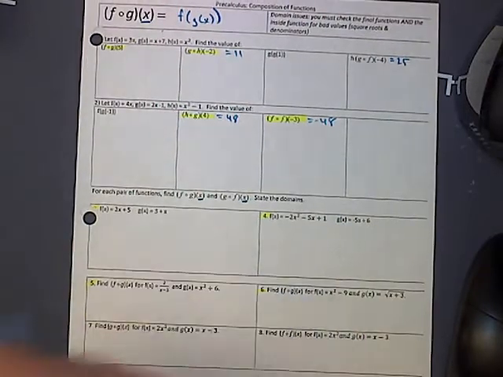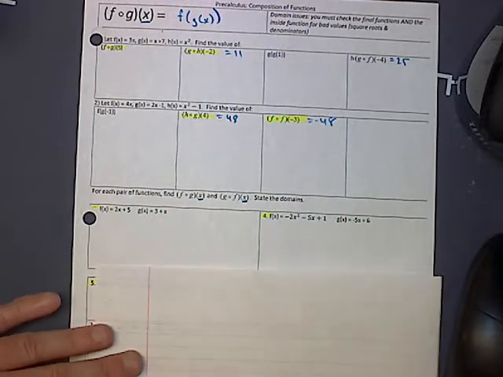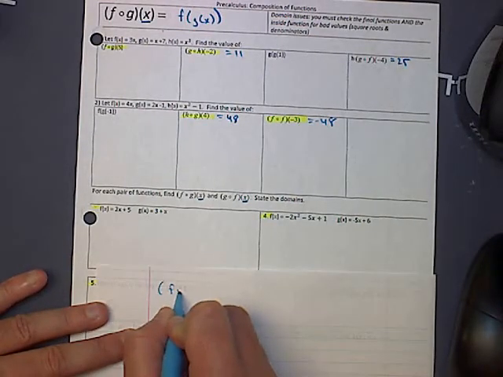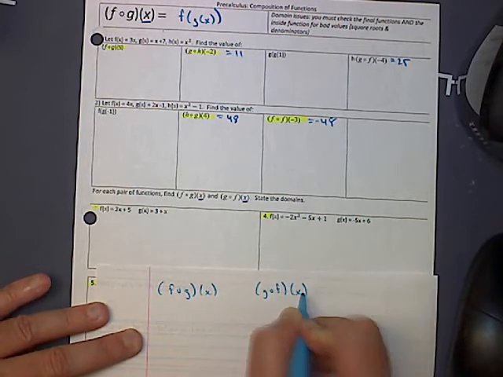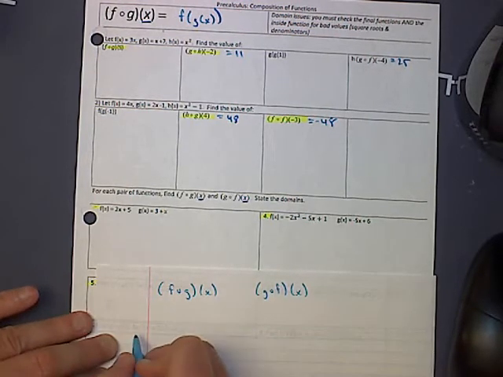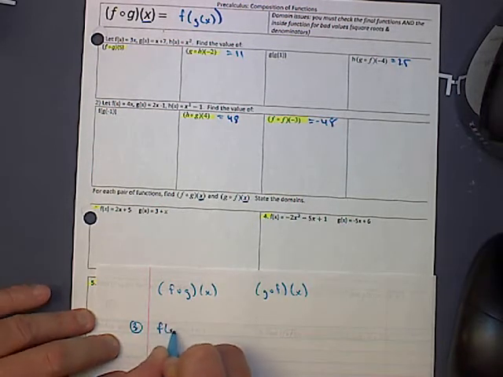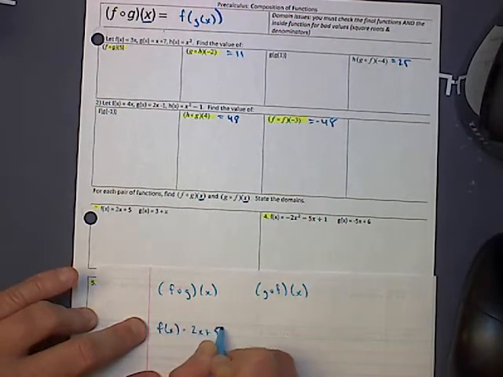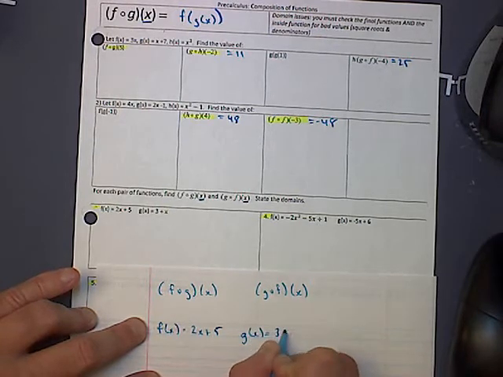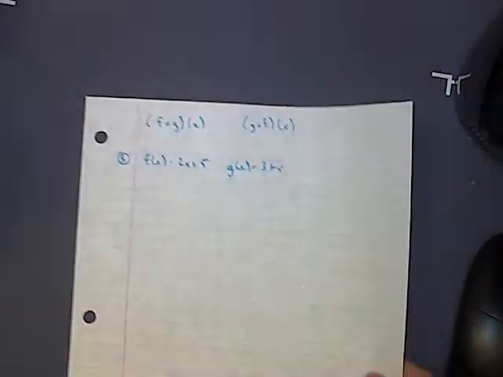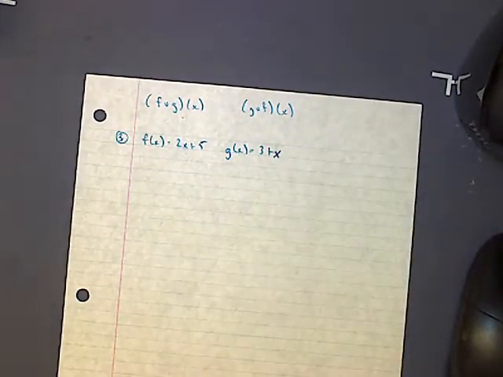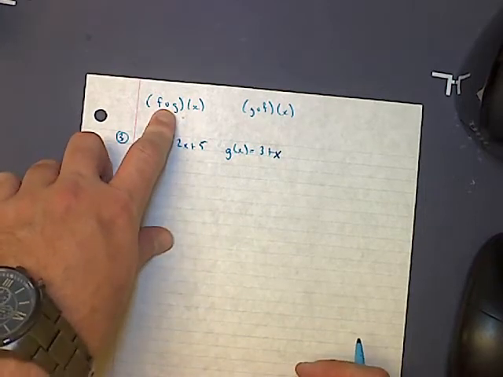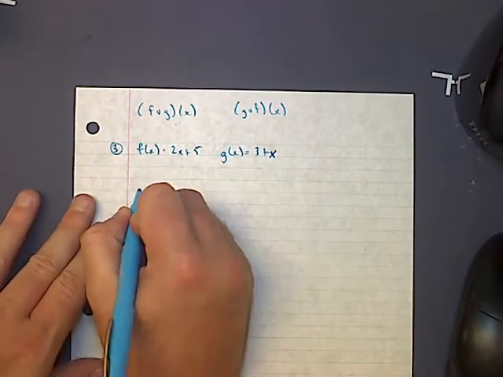So I'm going to copy this problem on a piece of notebook paper so you can see it better. And at the top of this paper I'm going to put we're finding f of g of x and g of f of x. On this first one, number 3, f of x equals 2x plus 5 and g of x equals 3 plus x. These are not hard. You just got to take your time and listen to what I'm going to say to you. We're going to find this first one, f of g of x.